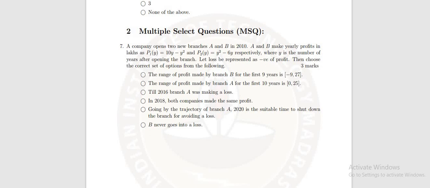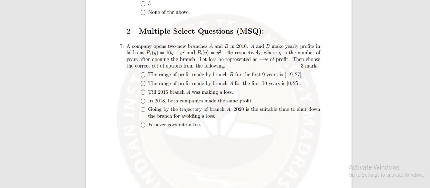So here this is a multi-select question, so it may happen that one or more options will be correct. You can also verify with your own answer. I'm just giving an approach so that you can tally your answer with mine, and if I am wrong somewhere, you can write to me in the comment section.